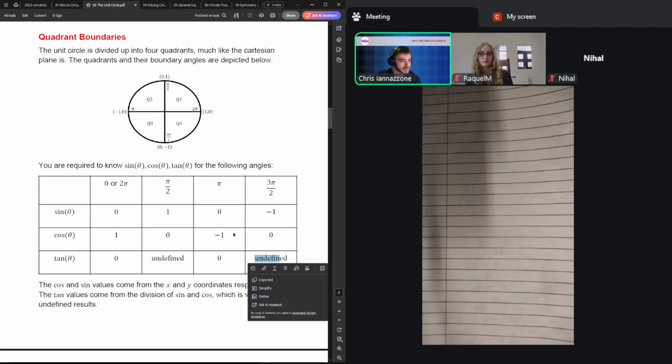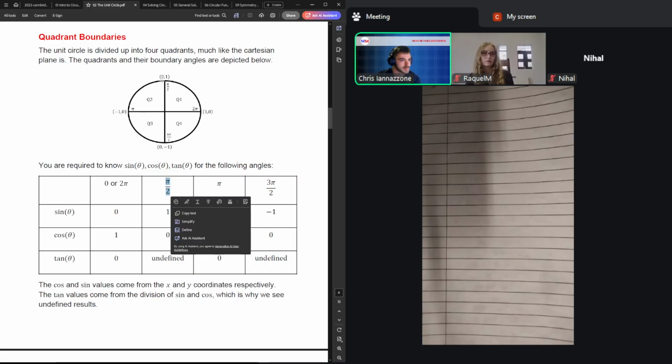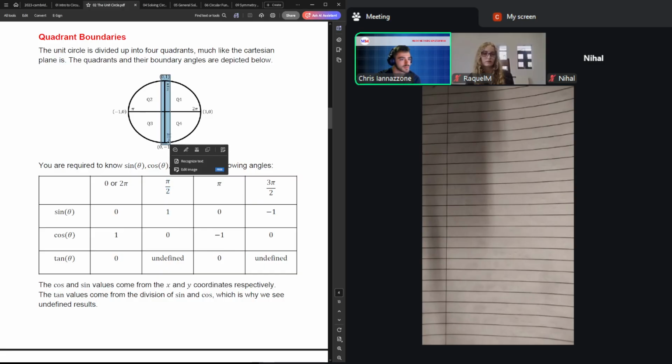Similar for y, we have some undefineds in here, right? Like perfectly vertical, pi over 2 and 3 pi over 2. A fully vertical line has an undefined gradient there because you're dividing by 0. You have no run. And so for that reason, the gradient's undefined. Tan is also undefined. And so yeah, just thinking about things in terms of where they would be positioned on an XY axis tends to be the easiest way to think about these things.